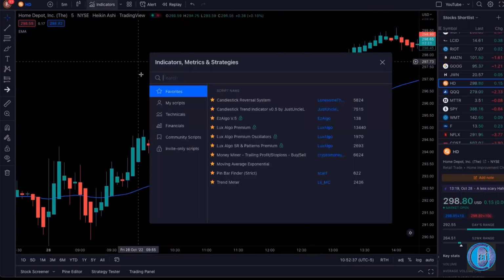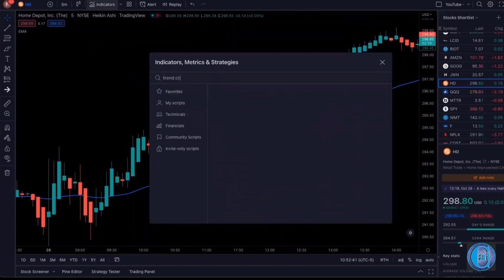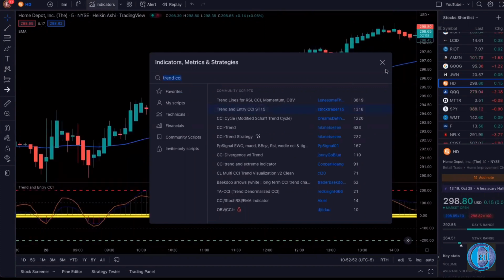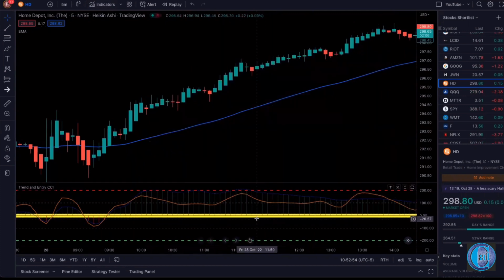The second indicator is going to be the trend and entry CCI, this one right here, okay? Trend and entry CCI by Stock Trader 15. Add that, and we're going to make some changes to the way it looks. I feel like it's way too busy. We don't need all of this data.